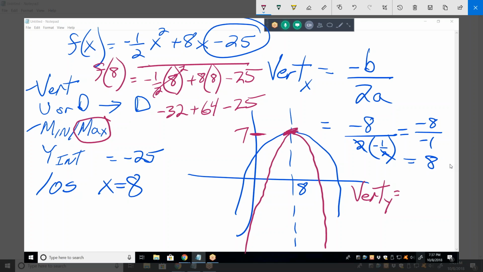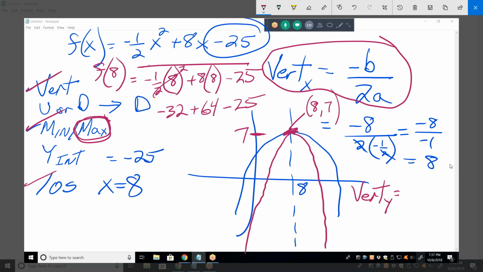Okay. So the vertex that they want to know is 8, 7. So that answers a lot. Once you found the vertex, not only have I answered that, I've answered that. I know it's a maximum. And I've answered that. So this really answered 2 out of those 3. And then you merely had to figure out the y coordinate of the vertex. And you always take the x coordinate, plug it into the equation to get the y coordinate.